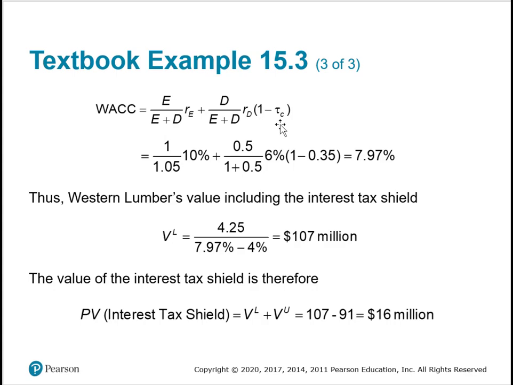But once we apply taxation, that now moves to what? 7.97% is the weighted average cost of capital, which changes the value to $107 million, which means that the present value of the interest tax shield is the difference. 107 minus 91, so we have $16 million as the present value of the interest tax shield.